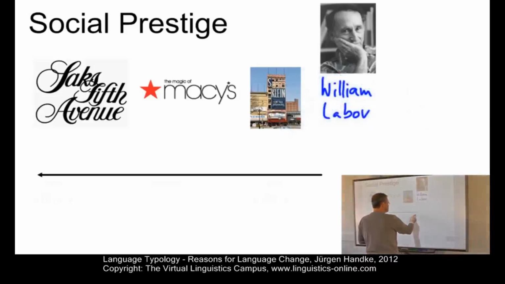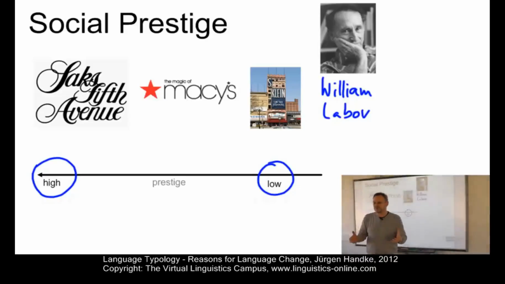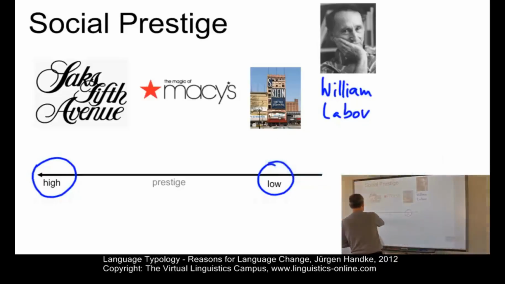Well, he selected the following storehouses, which are different in terms of prestige. So whereas S. Klein is relatively low in terms of prestige, Saks is ranked relatively high with Macy's in the middle. Now what Labov did was brilliant and simple at the same time. He simply asked people where he could find a certain type of trousers, shirt or whatever, and they had to answer something like, well, on the second, well, what did they say? Floor or floor?